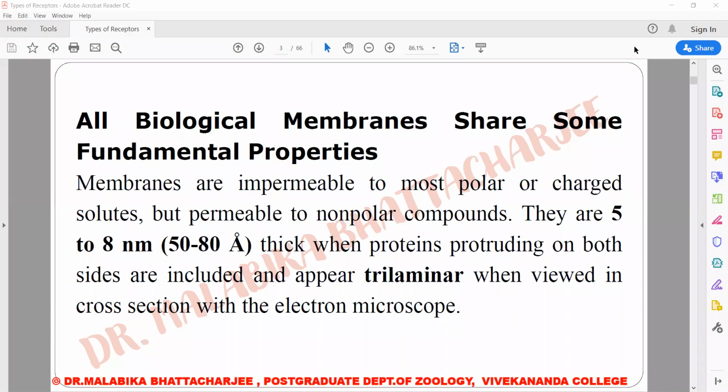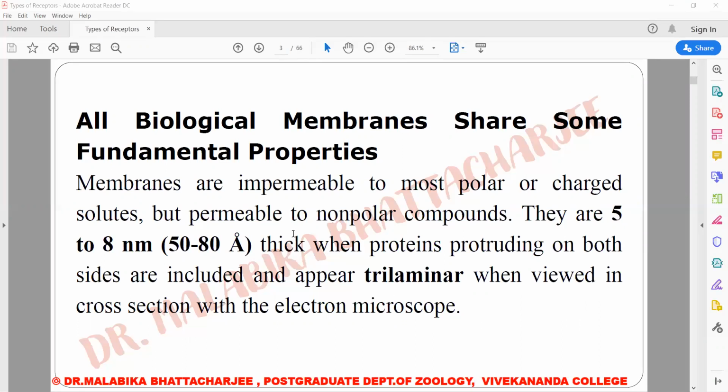So good morning. Today we'll be starting with plasma membrane. Before moving on to biological membranes, there are two or three points that become very essential to know about the biological membrane. Most membranes are impermeable to most polar or charged solutes, but are permeable to non-polar compounds. They are about 5 to 8 nanometer, that is 50 to 80 angstrom thick.